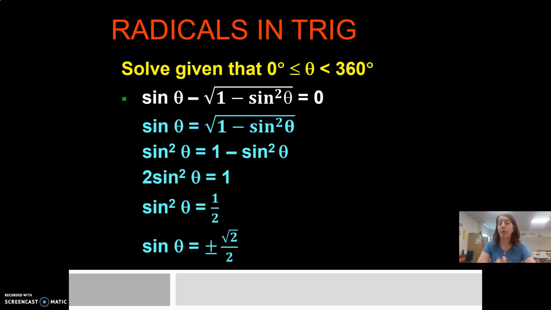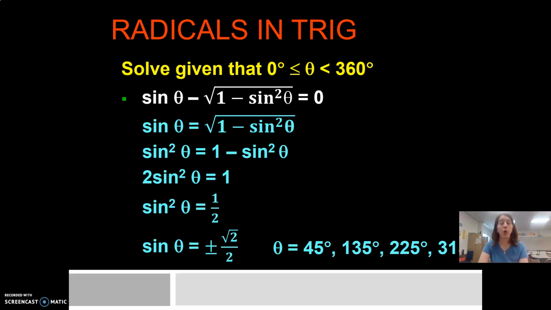Well, where is sine positive in the Cartesian plane? Quadrants 1 and quadrant 2. Where is sine negative in the Cartesian plane? Quadrants 3 and 4. So I have 4 potential answers on my question: 45, 135, 225, and 315.